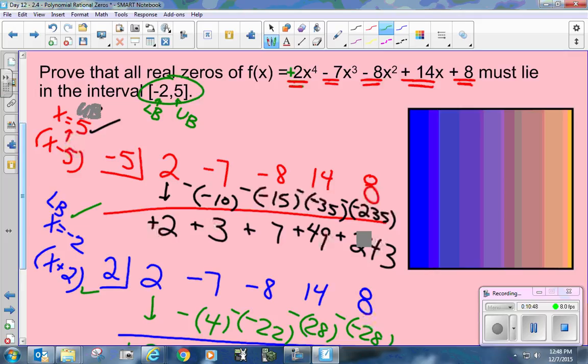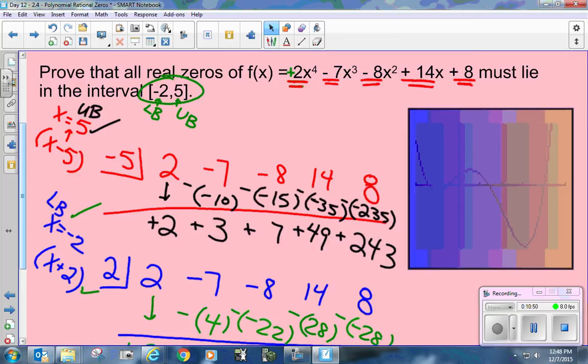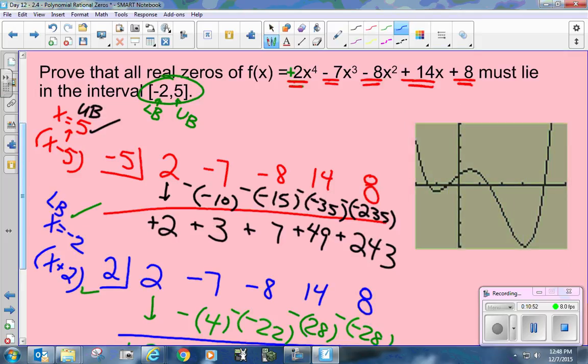All of my real roots should be in between this interval. So if I were to graph it, this is graphed from negative 2 to 5. It should have at most 4 roots, 4 real roots, not rational, real, which means it actually touches the x-axis. 1, 2, 3, 4. 4 roots, all between the interval negative 2 and 5, and they work.